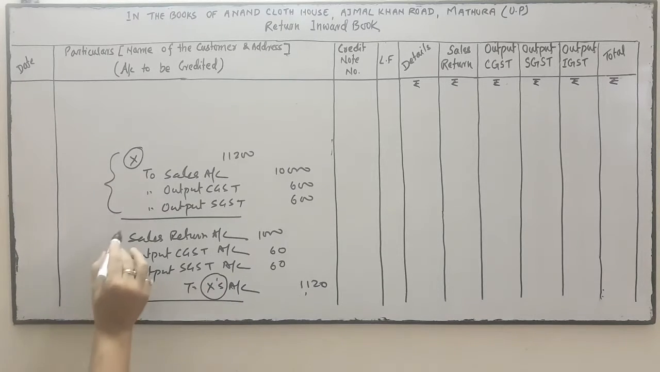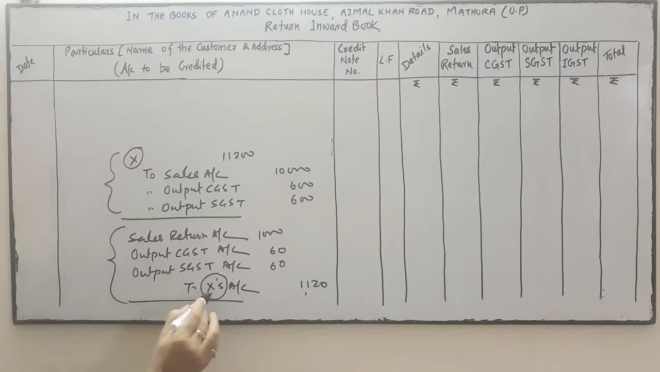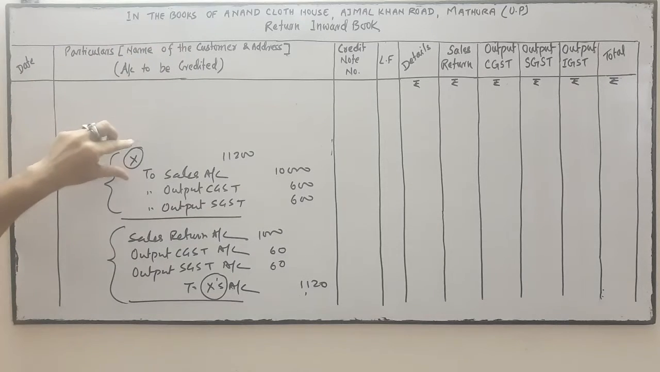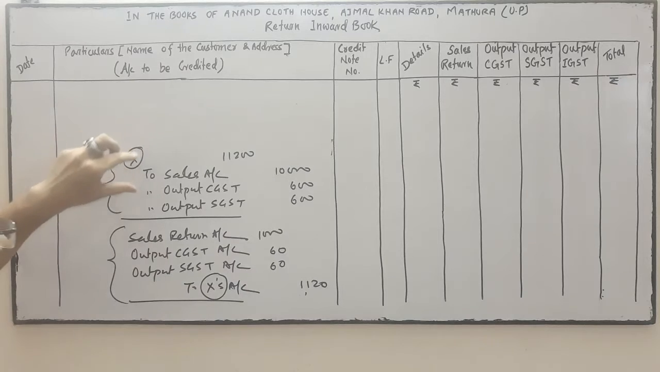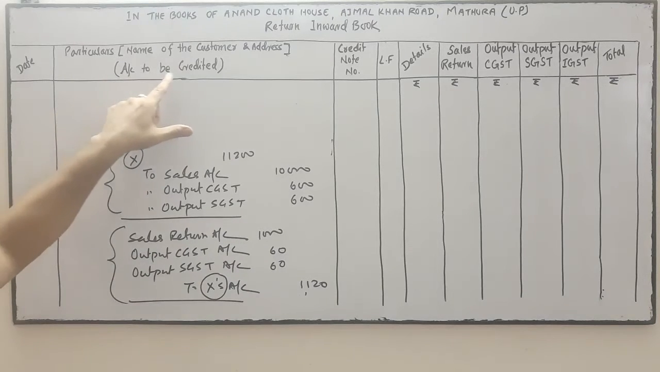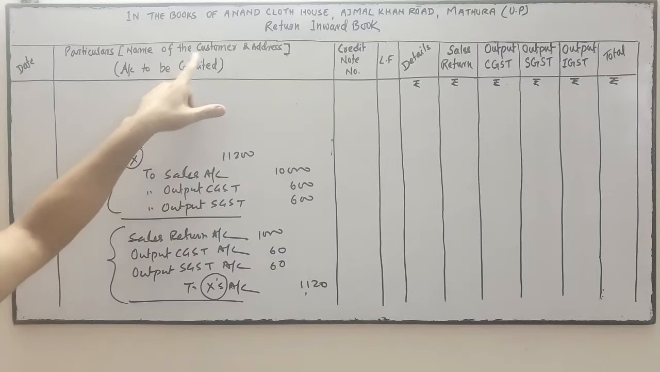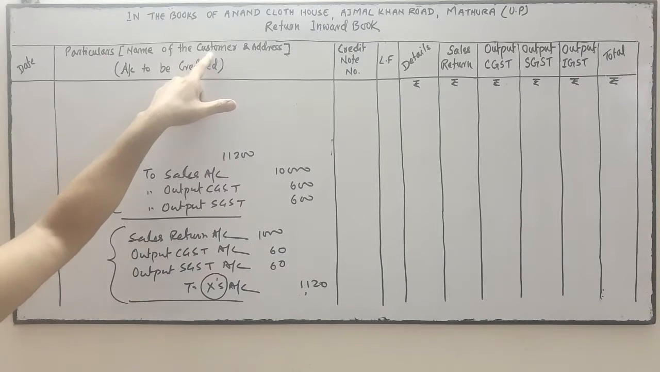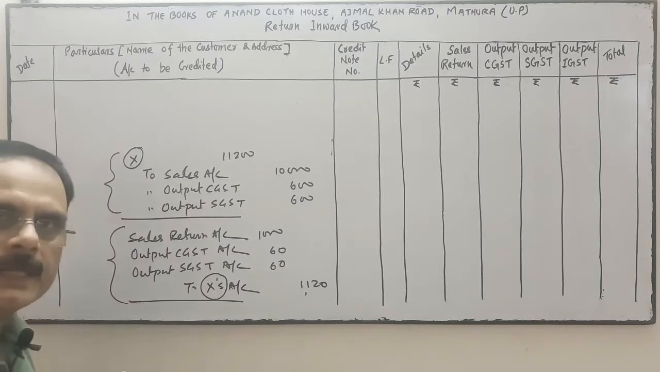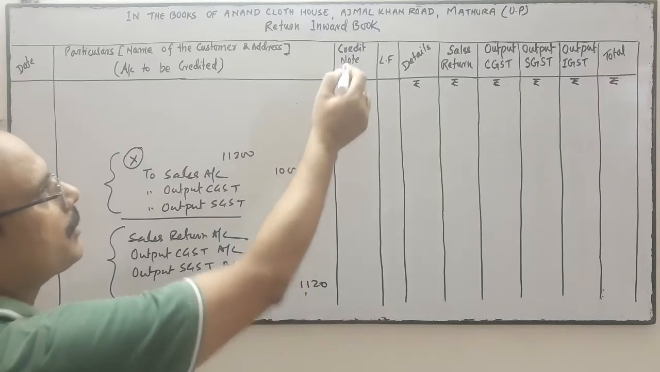At the time of sales return, what have we done? Credited the X account. That's why account to be credited. At the time of sale it is debit, and at the time of sales return it is credit. That's why I have written over here account to be credited. Whose account? Customer account who has returned the goods. Their account will be credited in our books of account, in the books of the seller. Here is for credit note.